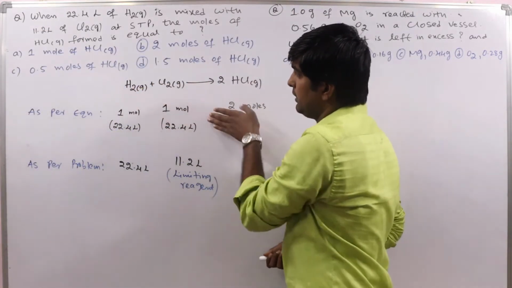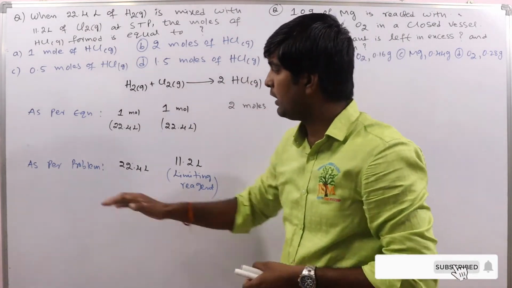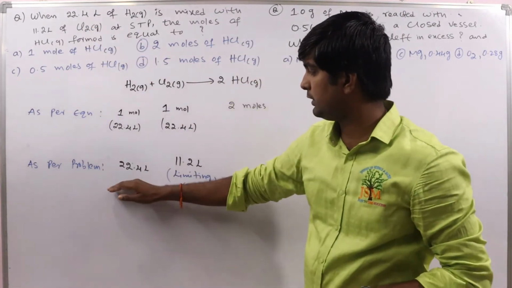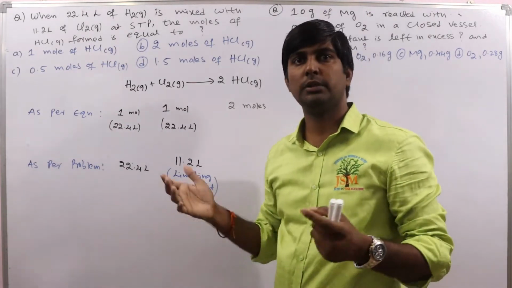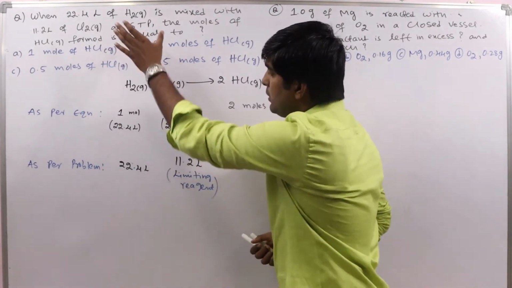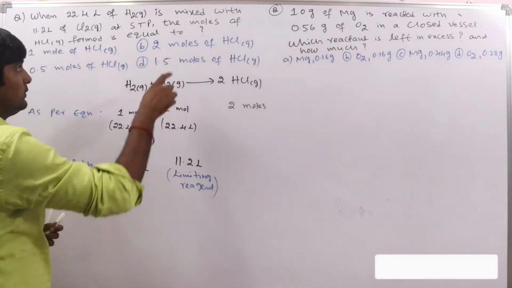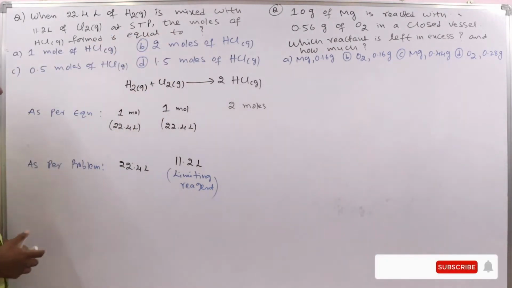So a very simple thing here: first write according to the equation how many moles are reacting and how many moles are formed. Now according to the given problem, how much is given? That may be grams, liter, volume, whatever it may be. Here volumes are provided. Clear? Now we have to identify how many moles of HCl are formed.